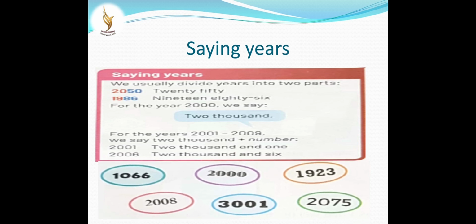The first one from the left, 1066. The second, 2000. The third, 1923. The following one, two ways, 2008 or 2008. The next one, 3001 or 3001. The last one, divide it into two parts, 2075.